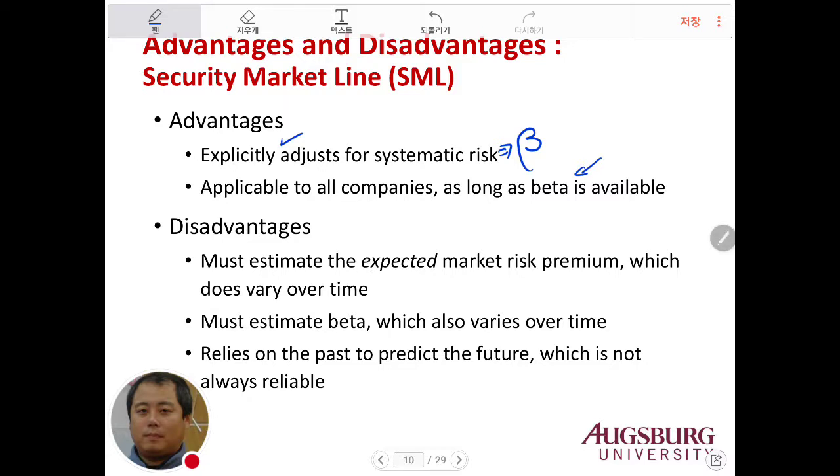You must estimate the expected market risk premium, which does vary over time. This changes actually, so this is hard. We also have to estimate beta. Beta is also not fixed. It varies over time too. And we also rely on past information to predict the future. Past is good information to predict the future, but it is not always true. So it is not always reliable if the past information is skewed or flawed, things like that. So these are the disadvantages of the CAPM model.